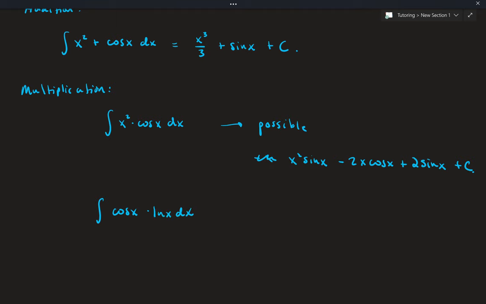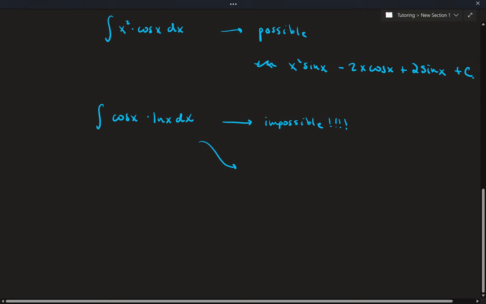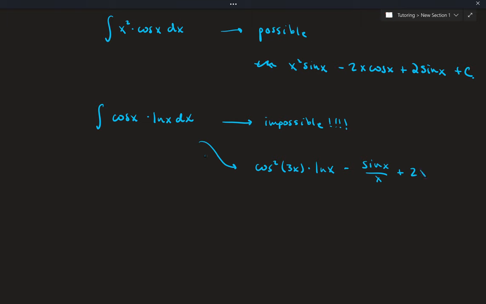Cosine x times ln x, let's say. If you needed to take the derivative of this function, that would be pretty easy. You just do the product rule. The problem is that this integral is actually impossible. We can actually prove that it's impossible. What do I mean by impossible? If I were to get an answer out the end of this, I got, I don't know, cosine squared 3x times ln x minus sine x over x plus 2x squared cosine x. Maybe that was the answer.